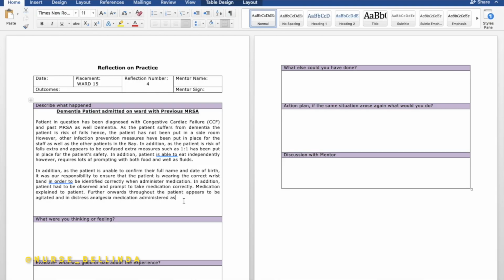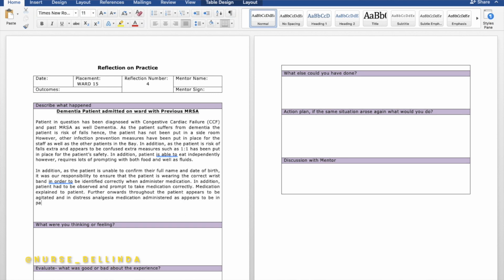Mostly patients who are diagnosed with dementia, especially if they're reaching the further stage in dementia, won't be able to tell you that they're in pain. You really have to be observant in regards to that. So that's also part of your learning outcomes, to monitor the patient's behavior. So anyway, this is what happened, the patient appears to be in pain.